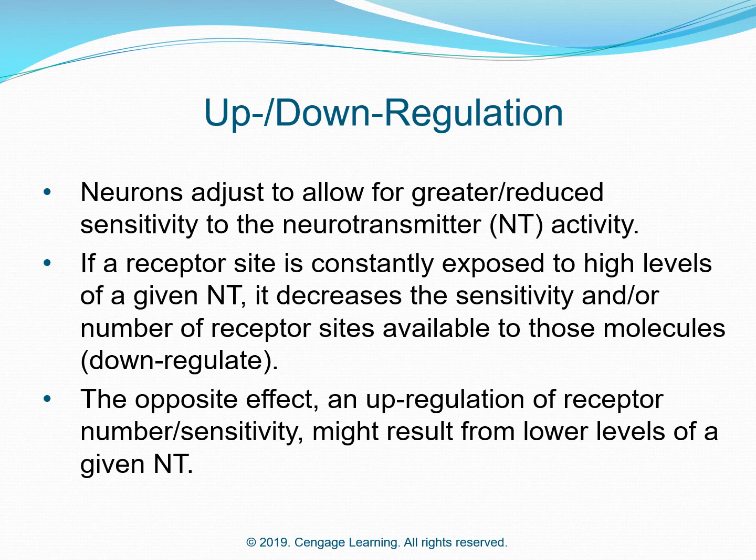Up-down regulation. Neurons adjust to allow for greater or reduced sensitivity to the neurotransmitter activity. If a receptor site is constantly exposed to high levels of NT, it decreases the sensitivity and/or number of receptor sites available to those molecules: down-regulate. The opposite effect, an up-regulation of receptor number or sensitivity, might result from lower levels of a given NT.